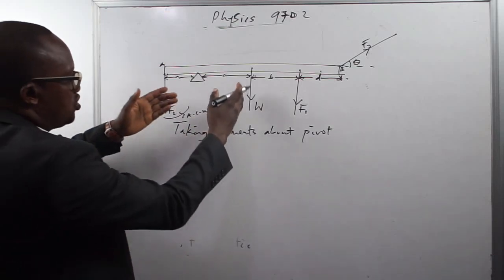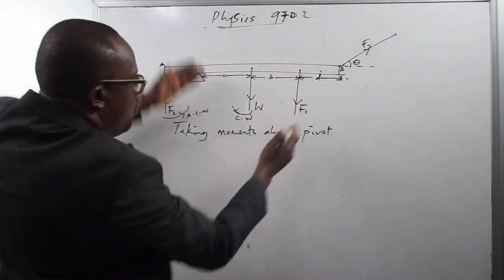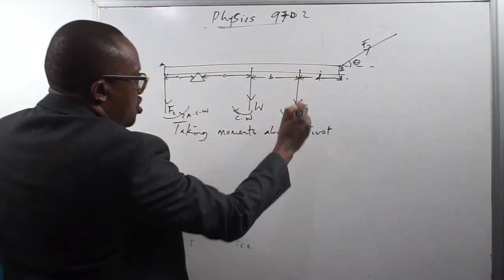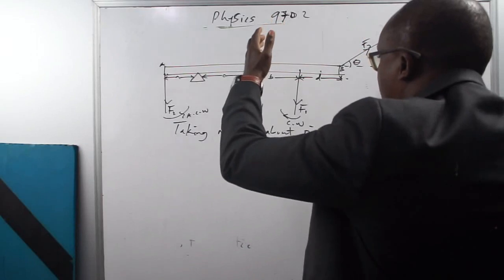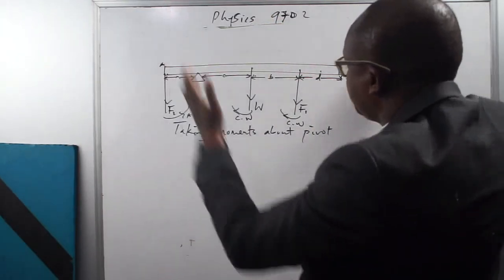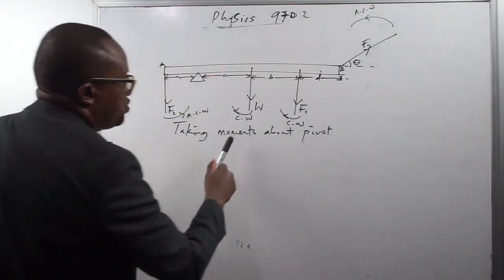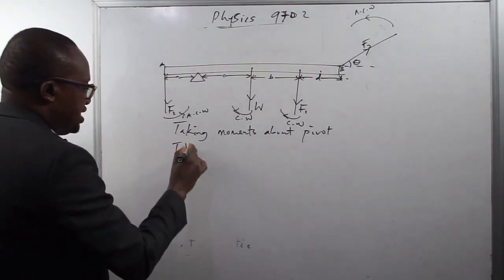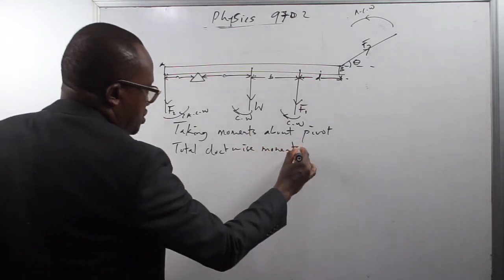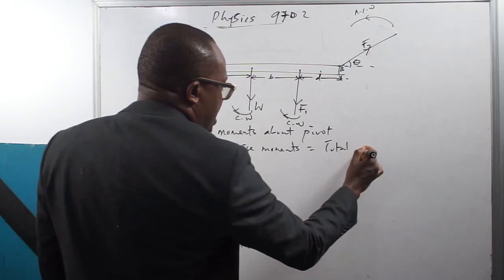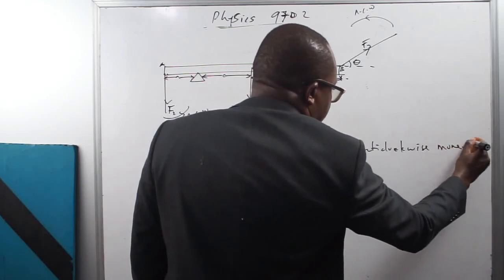If I take the moment about pivot, F2 is going to cause the bar to turn anti-clockwise from the pivot. W is going to cause the bar to turn clockwise about the pivot. F1 is also going to cause the bar to turn clockwise from the pivot. F3 is an upward force, so it's going to cause the bar to turn anti-clockwise from the pivot. So we have two clockwise moments and two anti-clockwise moments. So we can state it that total clockwise moments will be balanced by total anti-clockwise moments, which is the first thing there.